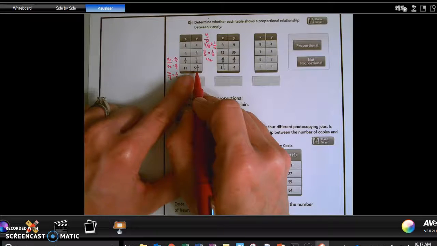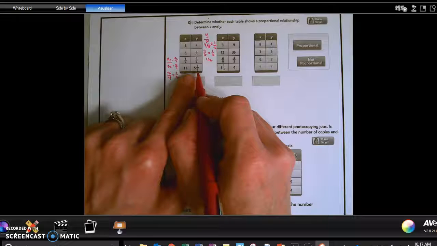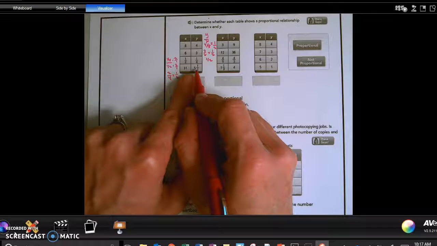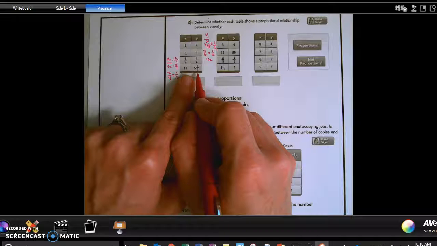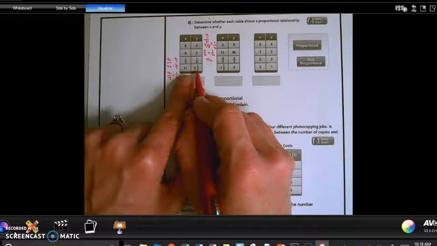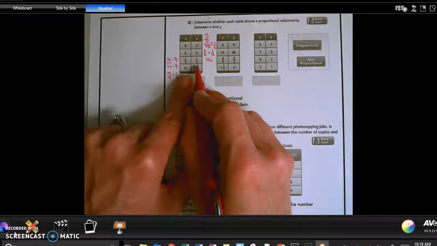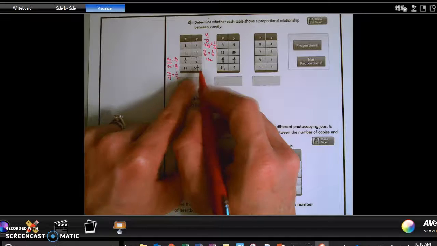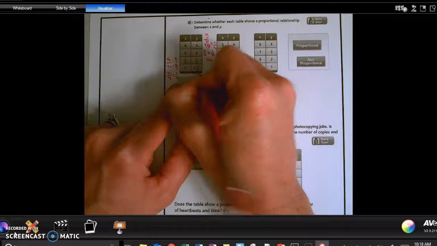As we look at our bottom column, as long as we get a ratio of 1 to 2, then our table is proportional. So this time we have a mixed number, which is not helpful. So let's change this to an improper fraction. So we have 5 and 1/2. I'm going to start with my denominator and multiply by the whole number. 2 times 5 is 10, plus 1 is 11, and I keep my denominator. So I'm going to rewrite this as 11/2.